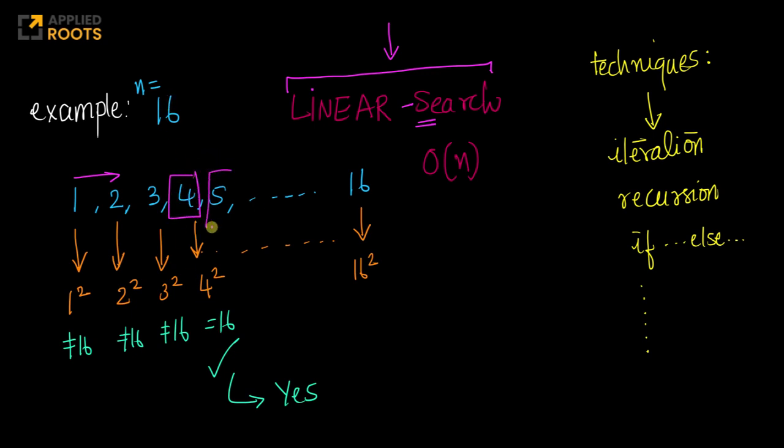And if you can't find it, imagine if n equals 18. You can't find it because 5 square is 25. You have 16, then 25. There is no 18. You just return false.